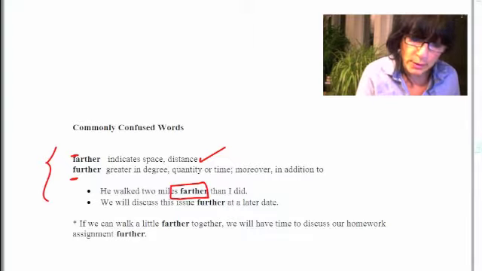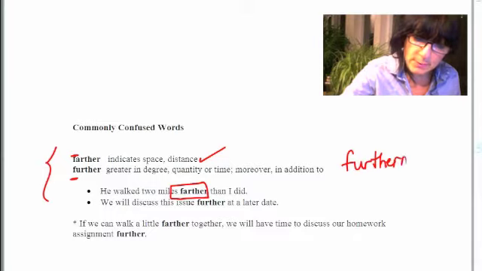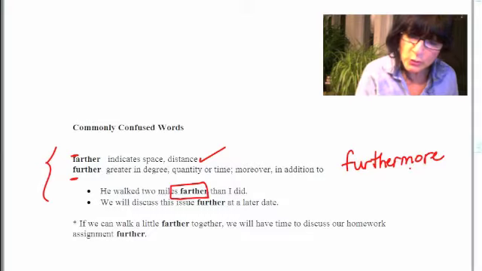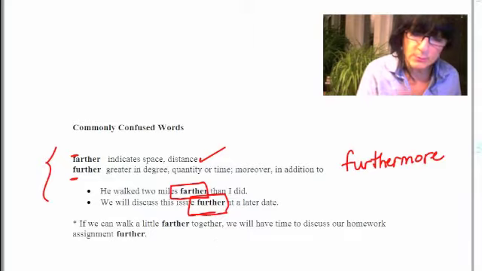Further, with the U, means greater in degree, quantity, or time. It also means moreover and in addition to. So the word furthermore comes from that, in addition to. And I'll show you that in a sentence in a second. We will discuss this issue further at a later date. That means we'll discuss it in a greater degree. We'll discuss it more at a later date.